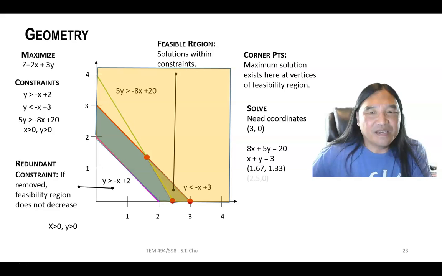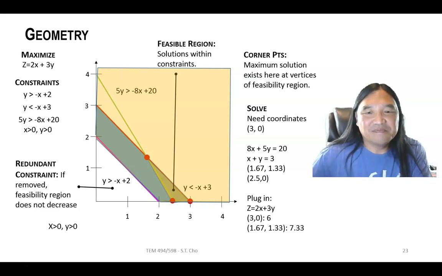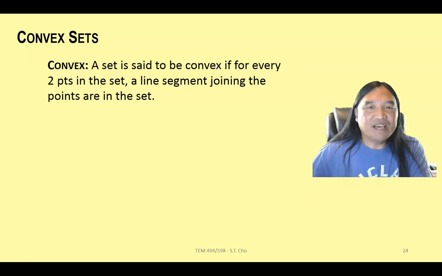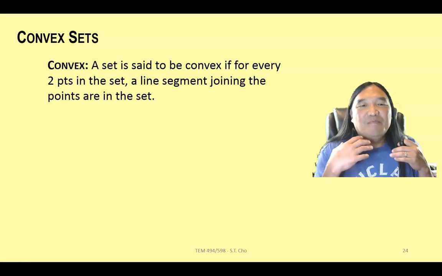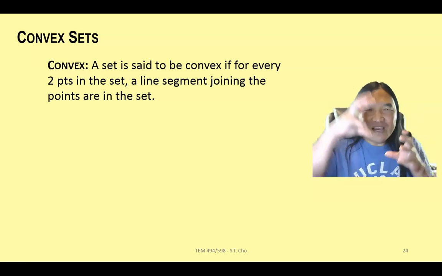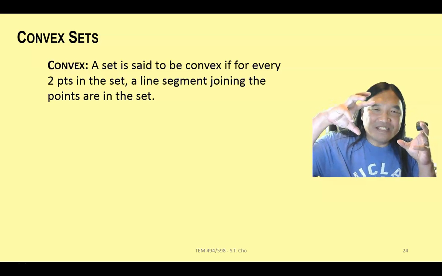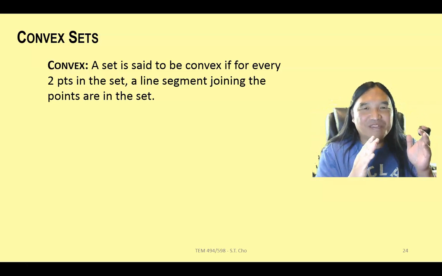And as you can see, I calculated this out. You could see what has the highest value. And so as it turns out, it's this 1.67 times 1.33. So this number here, and that gives me 7.33. That's the optimal solution.